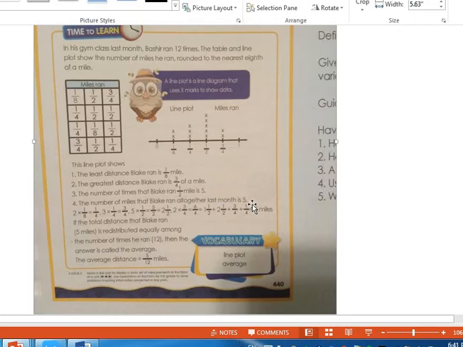So it's 5. The number of miles that Blake ran altogether last month is 5. Right? Why? Let's see. 2 times 1/8, the 2 x's times 1/8, will give you 1/4. Then 3 times 1/4, the number of x's times the distance, will give you 3/4. 3 times 1 is 3, and the denominator 4 keeps the same. And here 5 times a half equals 5/2. Then if you want to convert it to mixed, it will give you 2.5.